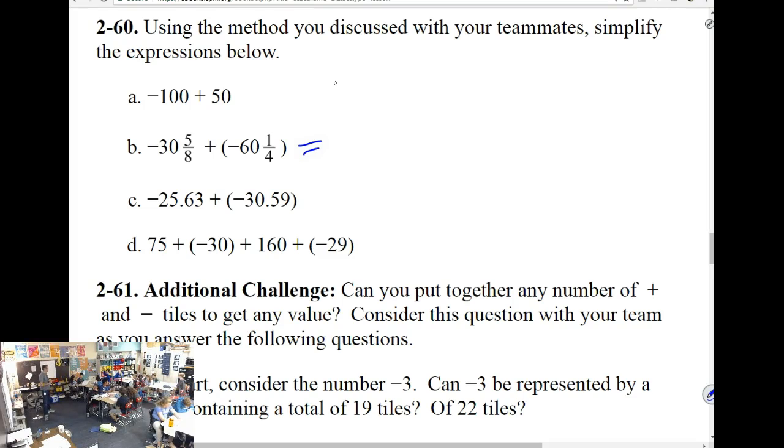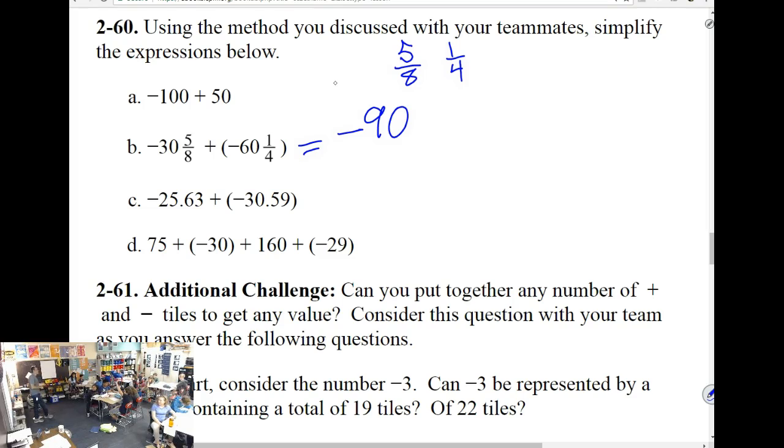Yeah, sorry, I said your name first. So Micah, what's going on in B? What I did was I just did the 30 and the 60. Yeah, do the 30 and the 60, and they're both bad guys. So I know I'm going to get a negative 90. Okay, and then the 5 eighths minus 1/4, and I know 1/4 equals 2 eighths. So that leaves me with 3 eighths.